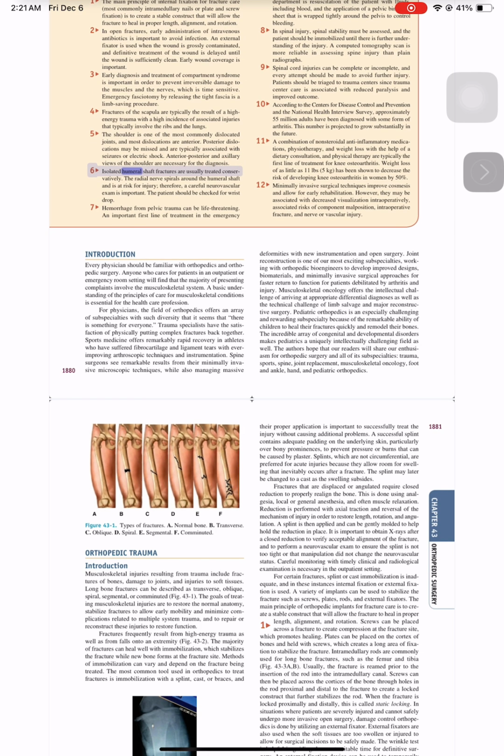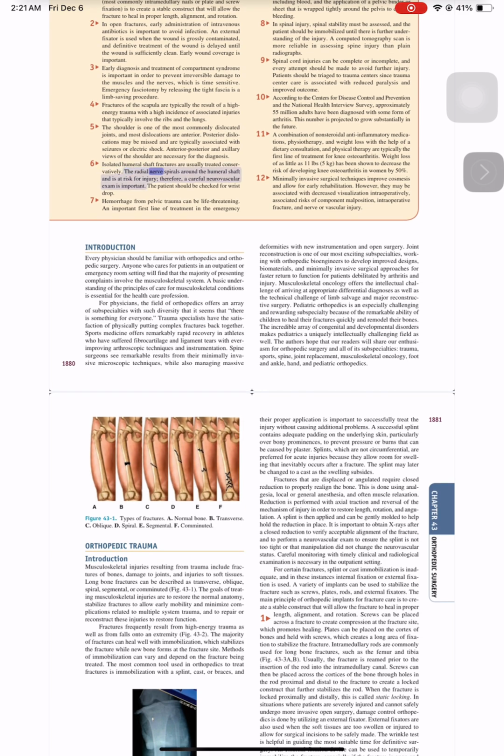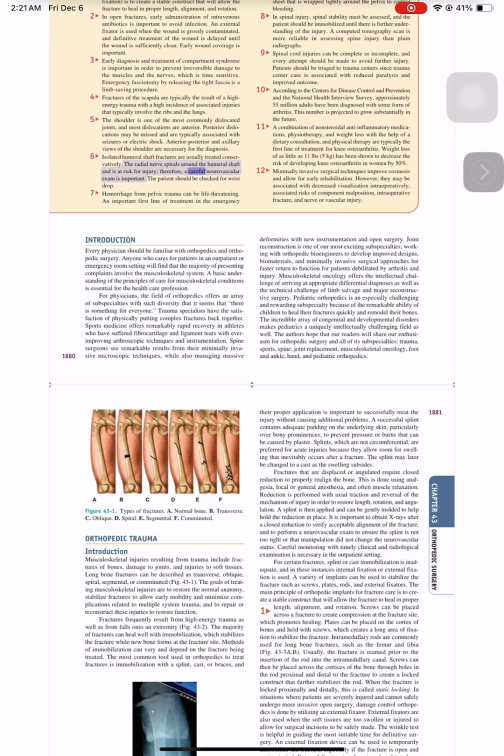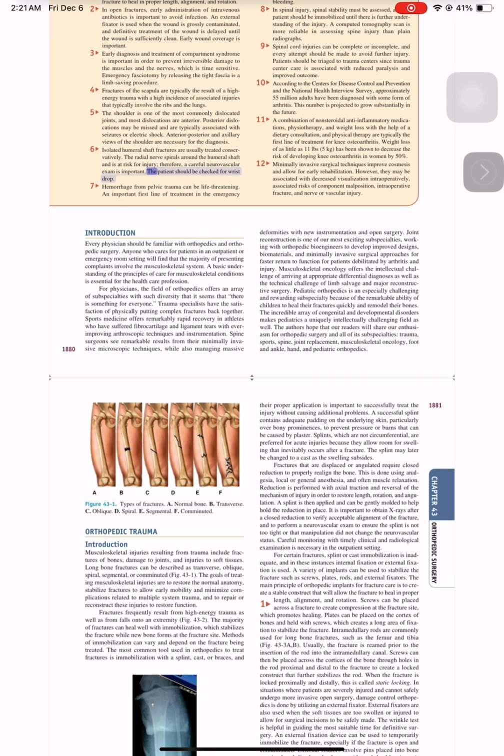6, isolated humeral shaft fractures are usually treated conservatively. The radial nerve spirals around the humeral shaft and is at risk for injury. Therefore, a careful neurovascular exam is important. The patient should be checked for wrist drop.